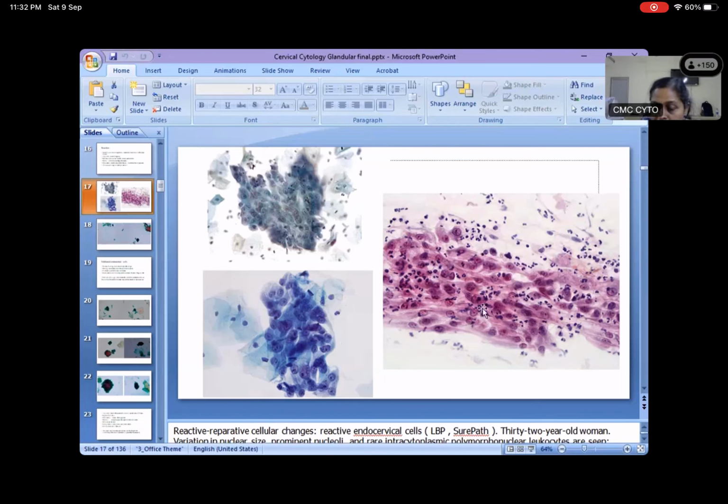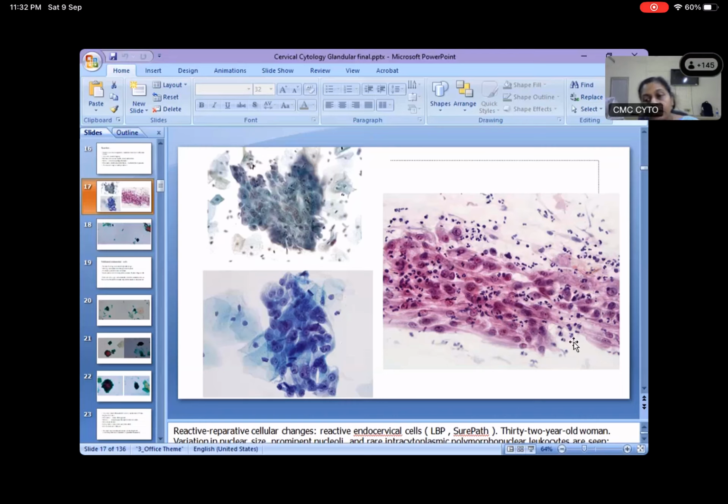And also you will see that these cells are admixed with neutrophils. So that is another feature which points to the reactive nature of this entire sheet. And if you look at metaplastic squamous cells, they are usually called spider cells because of the cytoplasm. Here you can see that it's only bipolar. I mean, on two sides the cytoplasm is pulled, whereas the spider cells will have the cytoplasm extended on multiple sides.